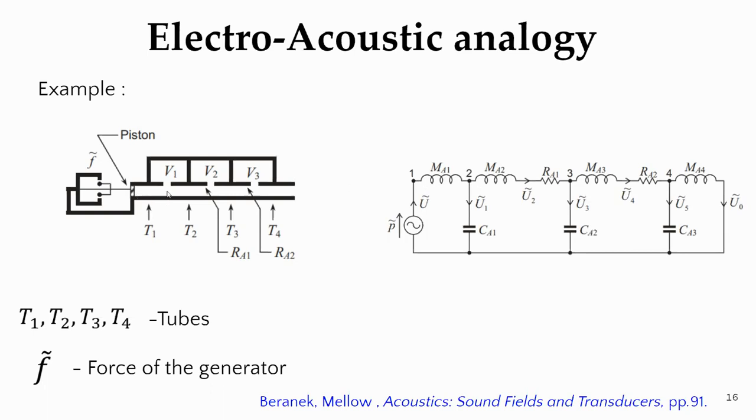When it reaches here, it has two options. Either it can flow to V1, or it can continue to the next tube. V1 is what we have just defined. It is acoustic compliance, and the next is a tube which is M2, which is defined like this. Basically, similar to drawing like this.